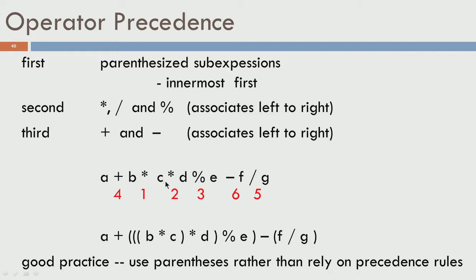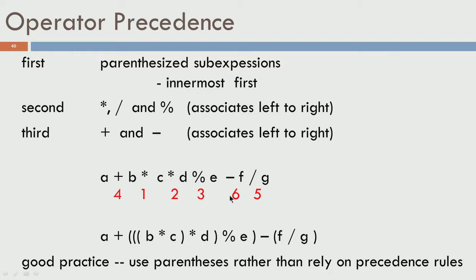So, now you have B times C times D. The third operation that will be done is percentage. So, BCD percentage E will find the remainder of dividing BCD by E. Once that is done, then the next operation that is done is plus. So, you will do A plus that, whatever is in this expression here. Then finally, you do this division followed by the subtraction. So, this is the order in which things will be done.